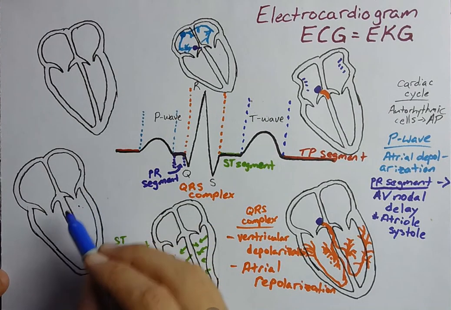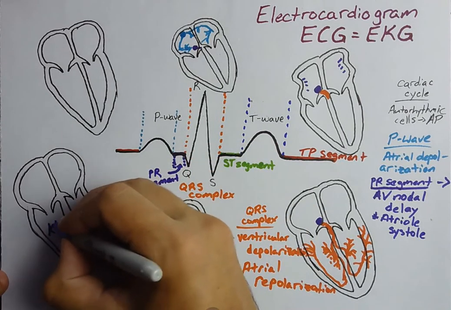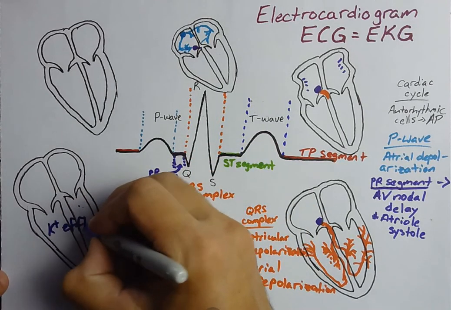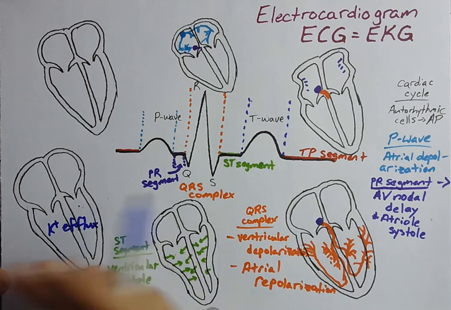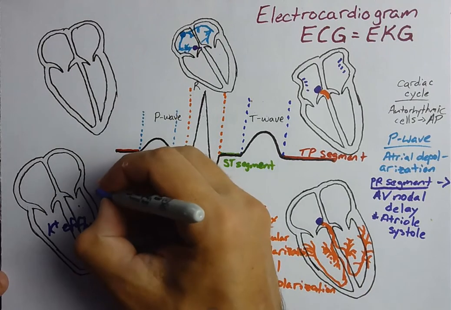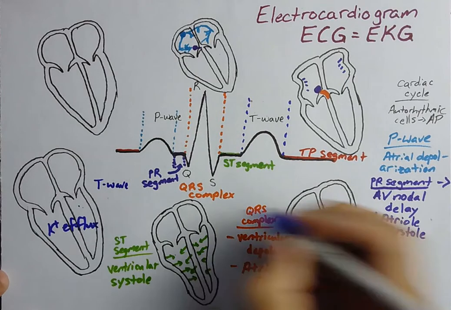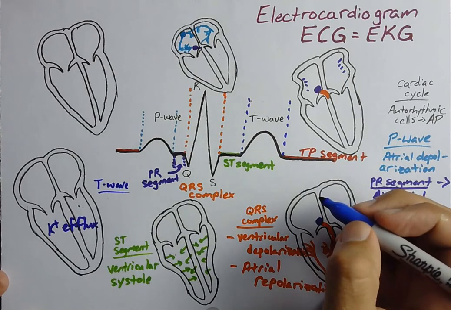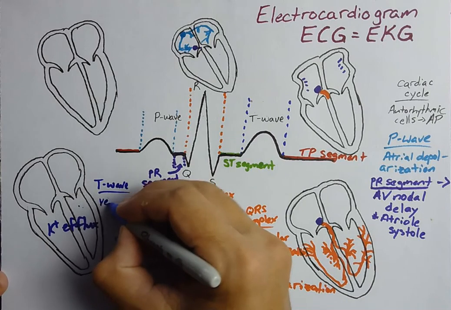I don't know what I'm going to draw and say. Let's go potassium efflux here in blue. I didn't really think that part through, right? And as potassium rushes out of all those cells, what we're going to end up seeing during the T wave is ventricular repolarization.